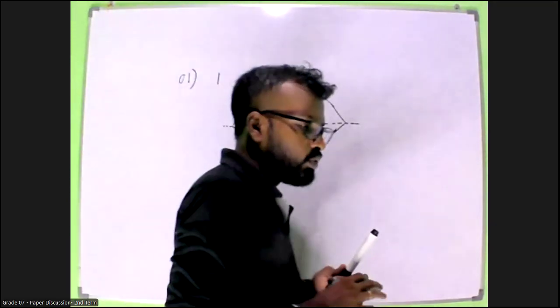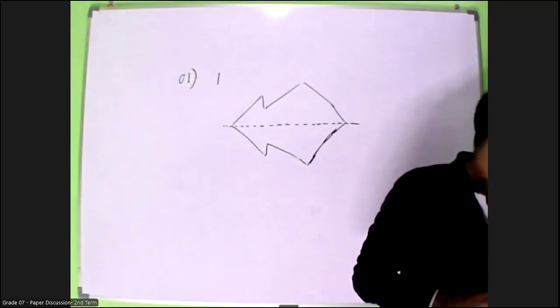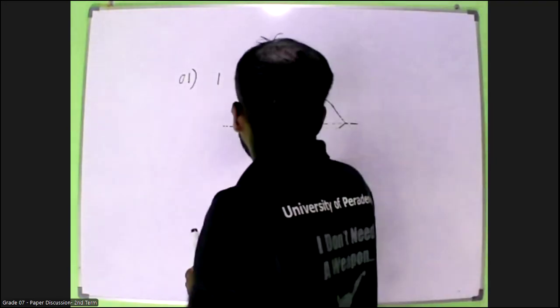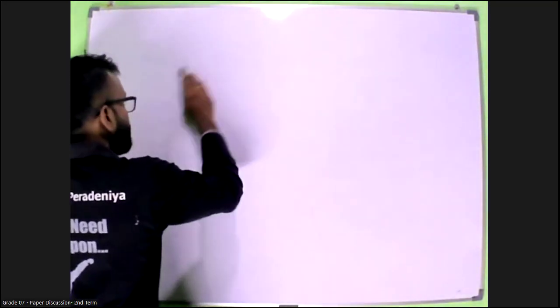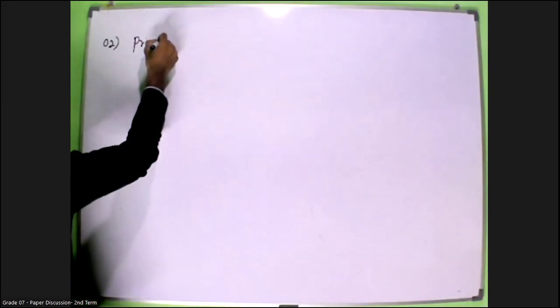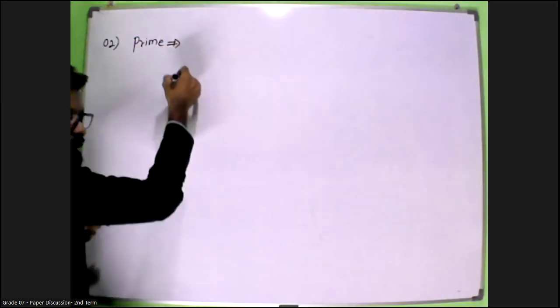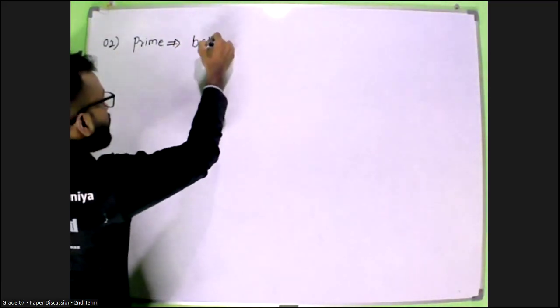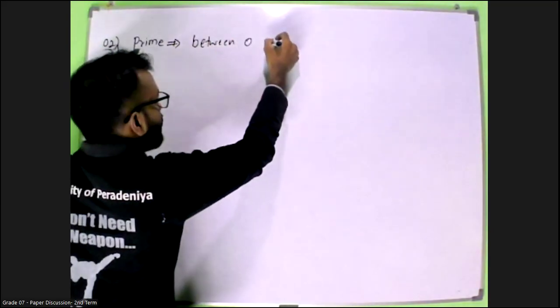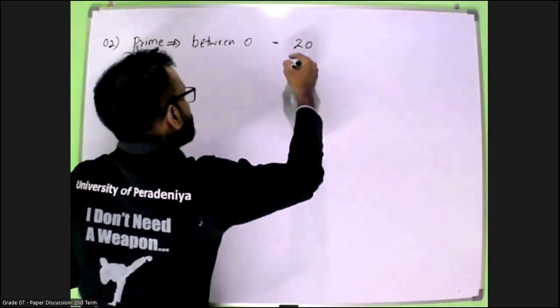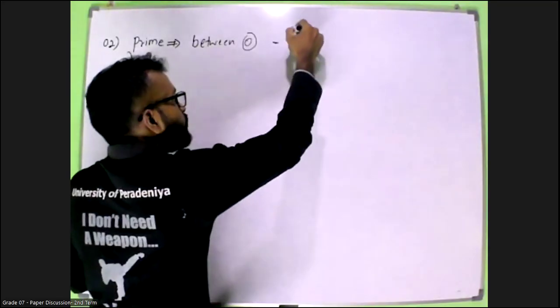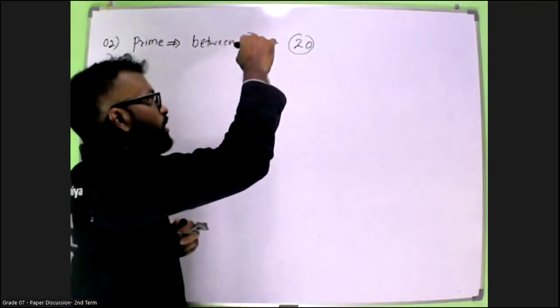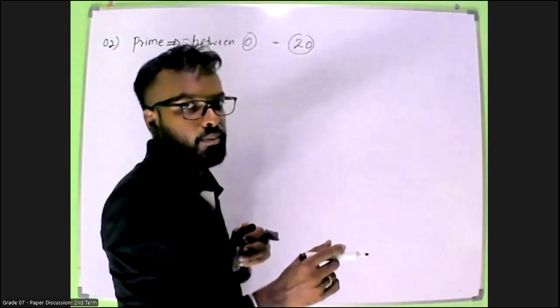Okay. Then let's move to the second one. Write the prime numbers between 0 and 20. Second question, it says you need to write the prime numbers between. The most important word is between, so 0 should not be included, and 20 should not be included even if they are prime numbers.